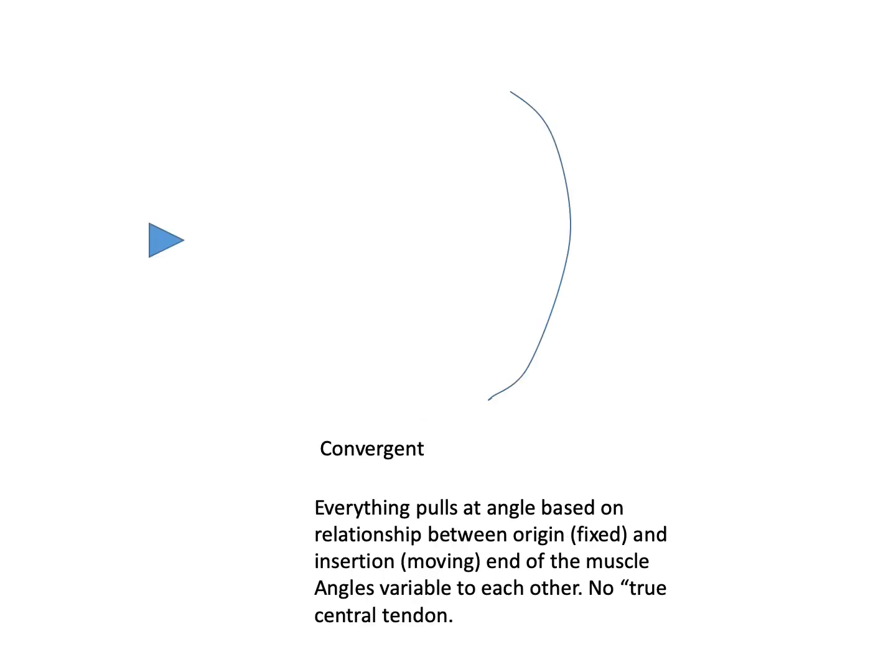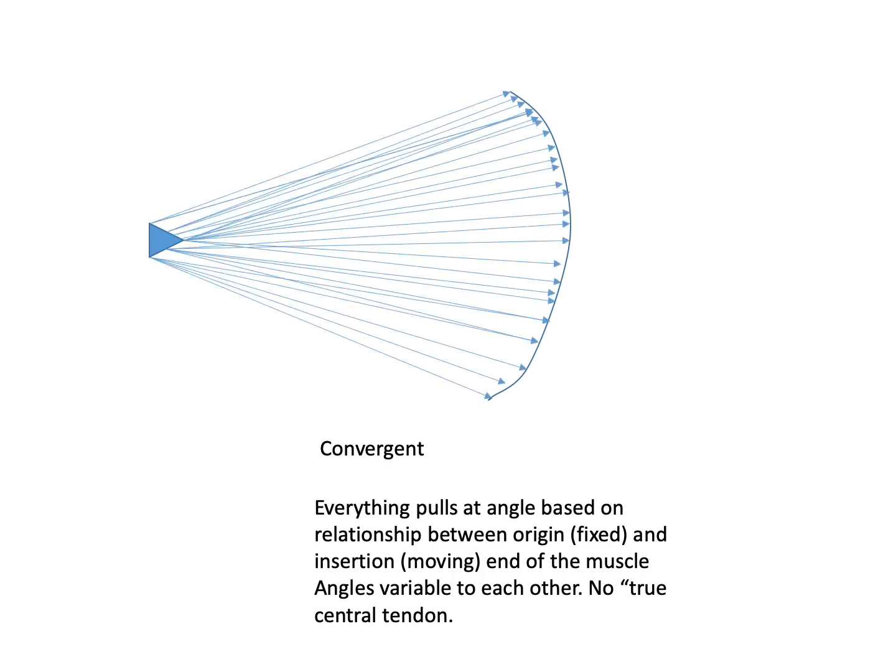The last one we get is the convergent. In the convergent, we have an array of lines of pull. There's no true central tendon on the convergent muscle. And because there's no true central tendon on the convergent muscle, we can vary the angle by which the moving end is moving. The convergent muscle provides for not only the greatest amount of strength here, but it also provides for the greatest number of total movements that can take place.